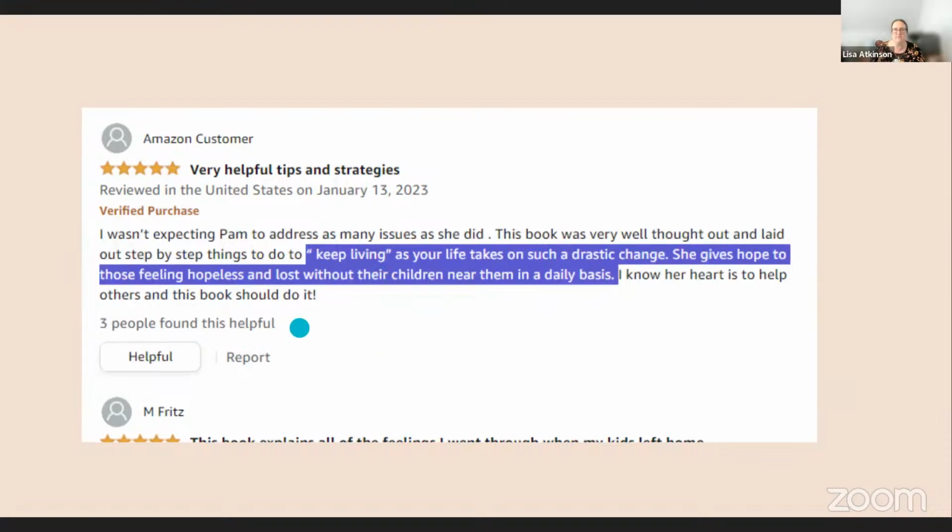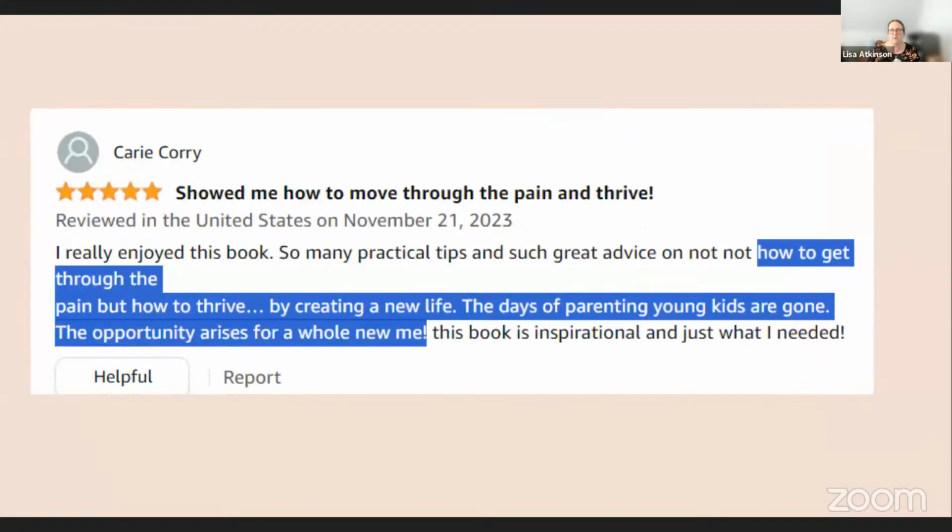She gives hope to those feeling hopeless and lost without their children near them on a daily basis. So you're hearing some of their hopes, some of their dreams, some of their problems, some of the things they're trying to work through. I know her heart is to help others, and this book should do it. So you're seeing some really great phrases here that you can use as inspiration, some really great thought processes that help to give you ideas on where to go with creating content.